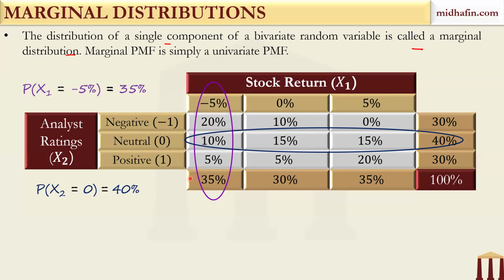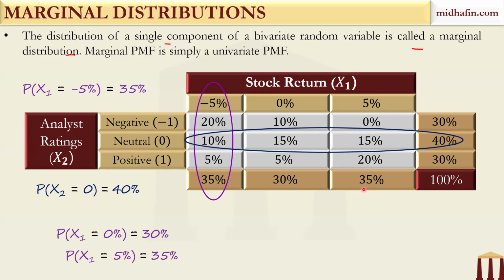So this is the idea. Then, what about the stock return being 30%? Sorry, stock return being 0%. I'm really sorry, I said 30 by mistake. 30 is the answer actually. Stock return being 0% is 30%. This 0% is the second column. So 10 plus 15 plus 5 is simply 30%. Similarly, x1 equal to 5% is 35%.